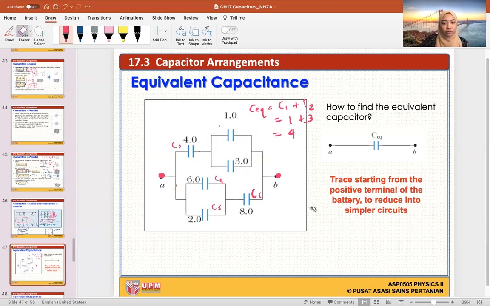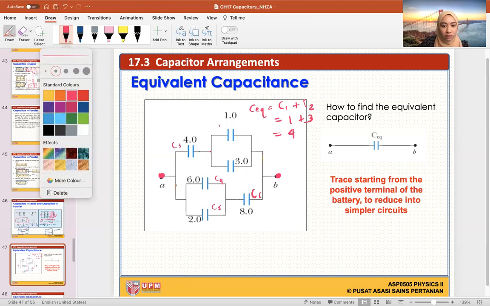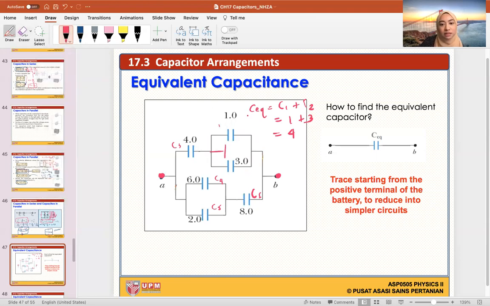So if I were to redraw this, I can redraw it like this. Let's just say C12, because this is C1 and this is C2. So this is your C equivalent called C12. Now you can eliminate this. So that was if you had C1 in parallel with C2.